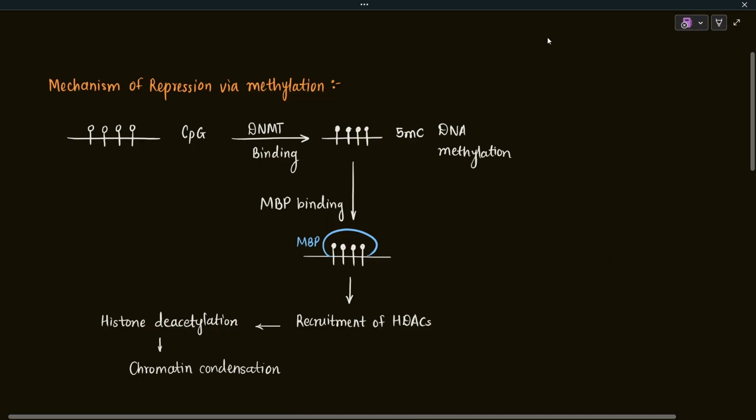Hello and welcome everyone. So in the last class we learned about DNA methylation. Whenever there are CpG dinucleotides on the DNA, those get methylated and it leads to gene silencing. Today we'll be focusing on the mechanism of repression via methylation. So how does methylation actually lead to gene silencing?